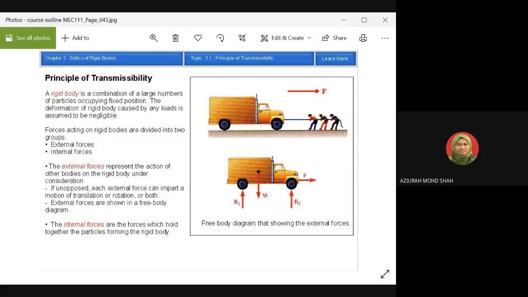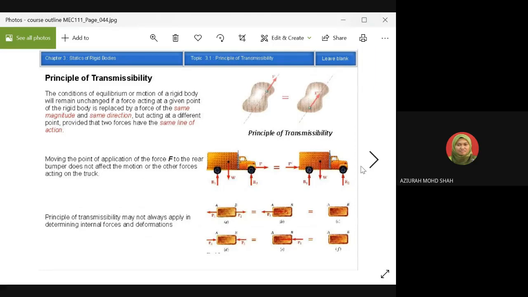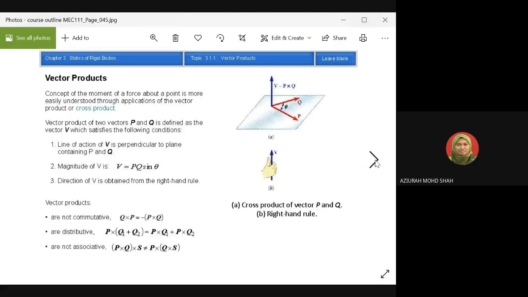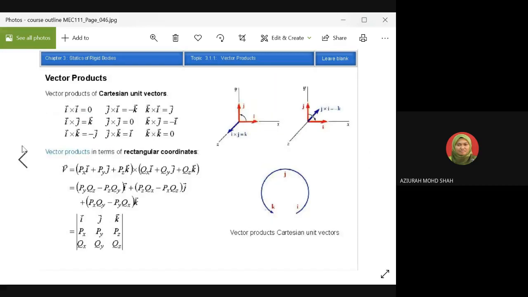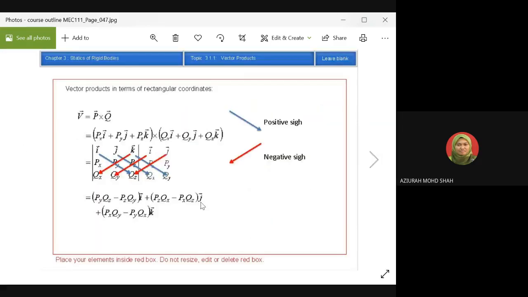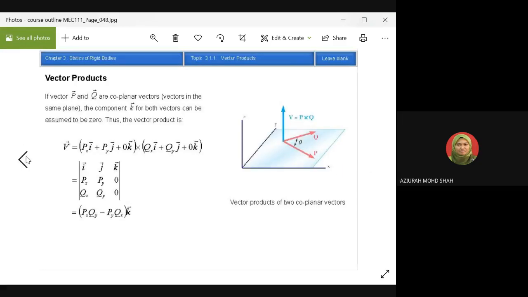Okay, principle of transmissibility. First class we have discussed. Okay, saya tak mau ulang lagi lah. Recall balik gambar ni. Apa maksud principle of transmissibility. So, you kena tengok. Alright. Now. Okay. Apa soalan yang dia bagi kat sini? Dia tak bagi soalan.